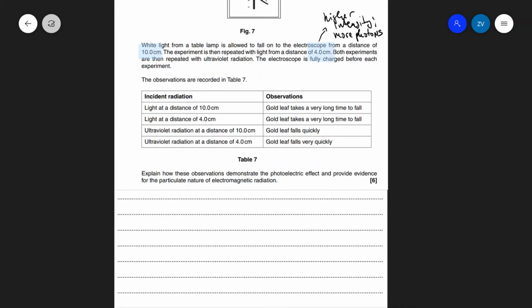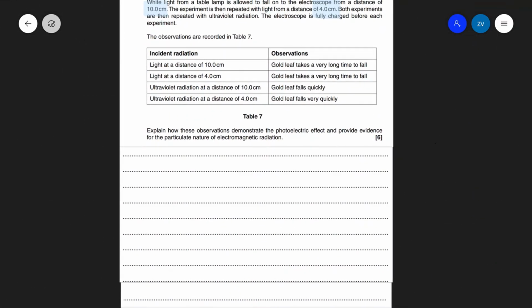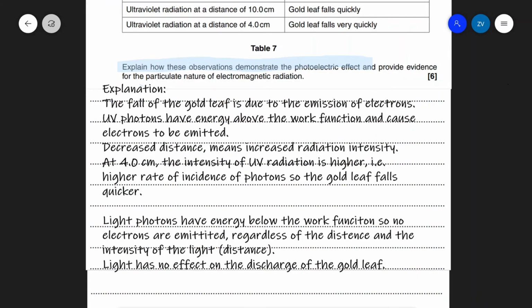Explain these observations and see how they demonstrate the photoelectric effect and provide evidence for the particulate, meaning essentially the particle nature of EM radiation. Okay, let's do this. A pretty important tip that I can give you guys is to structure your answer in accordance to what is required in an extended writing question.